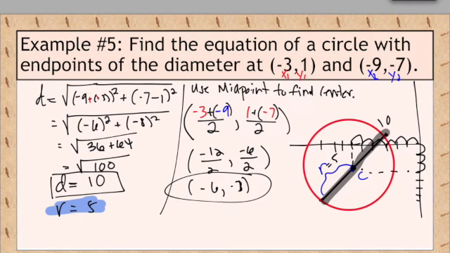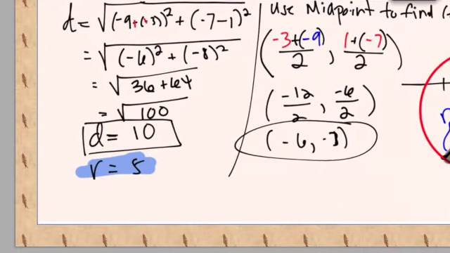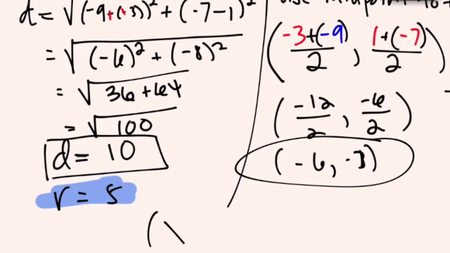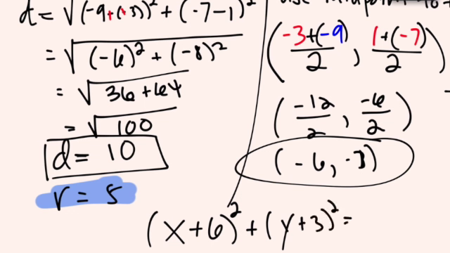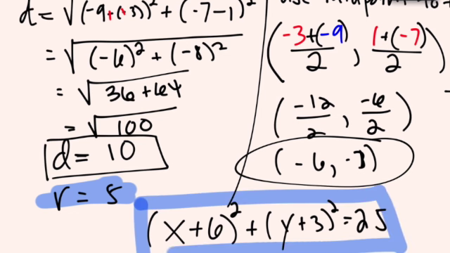So I want to find the equation. My last step is just plug it into the formula, right? Which is x, right, -6, which will end up as +6. Then y minus -3, which will just end up as +3. And then equals 5 squared. 5 squared is just 25. And we are all done here.